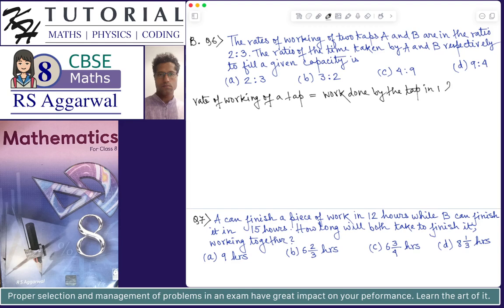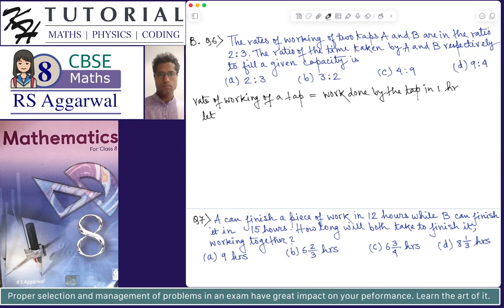in 1 hour. Now, this work done could be positive or negative depending on what type of tap it is. If it is an inlet, it will be positive, and if it's an outlet, it will be negative. Now, since the ratio is 2 is to 3, and it is asking the ratio of the time taken by A and B respectively to fill the given capacity, it indirectly says that the taps A and B are inlets. So, we know that the rate of working of a tap is the work done by the tap in 1 hour.